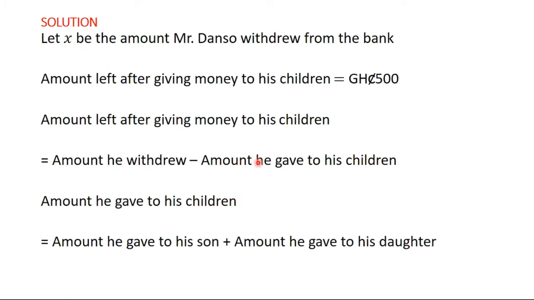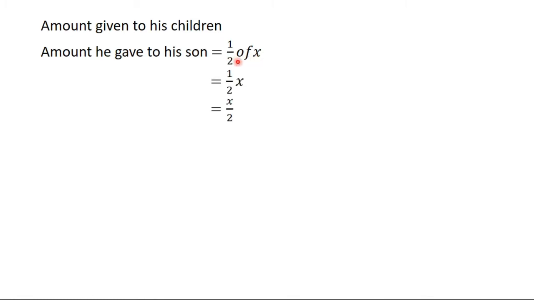If you want to find the amount of money he gave to his children, it's going to be the amount of money he gave to his son plus the amount of money he gave to his daughter. So let's first find the amount of money he gave to his son. The question told us that he gave 1/2 of the money to his son. So it's 1/2 of what he withdrew from the bank, which is X. We know that 1/2 of X is the same as 1/2 times X, which will give us X/2. Now this is what we mean.